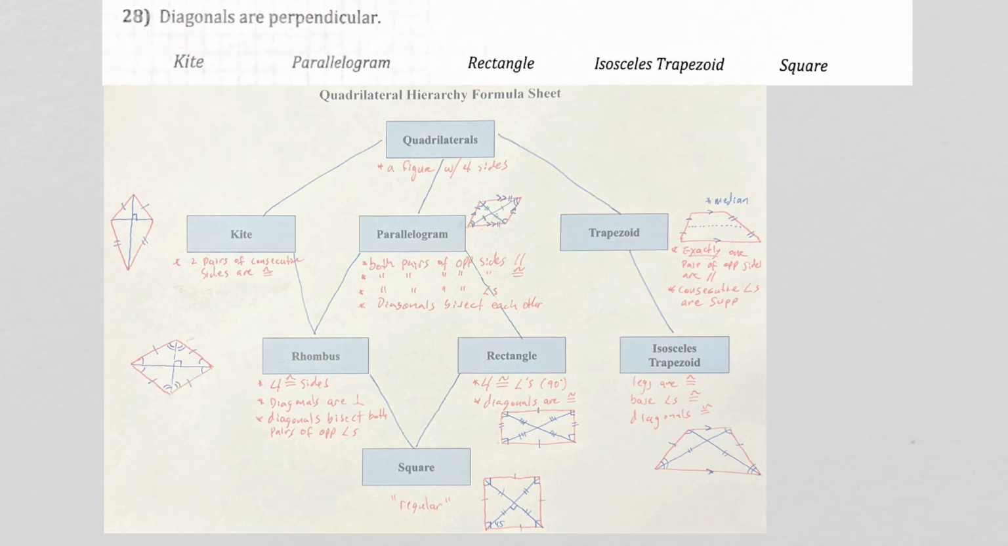Diagonals are perpendicular. Well, that's one of the properties of a kite. So we know that's true for a kite, and then that makes it true for a rhombus and a square. A rhombus is not on here, but a square is. And that's all we know is for sure where the diagonals are perpendicular.